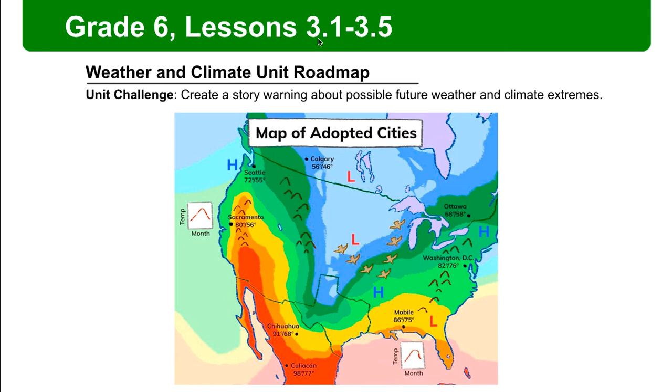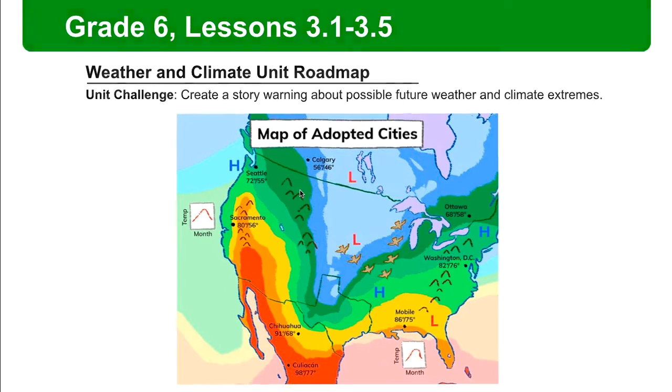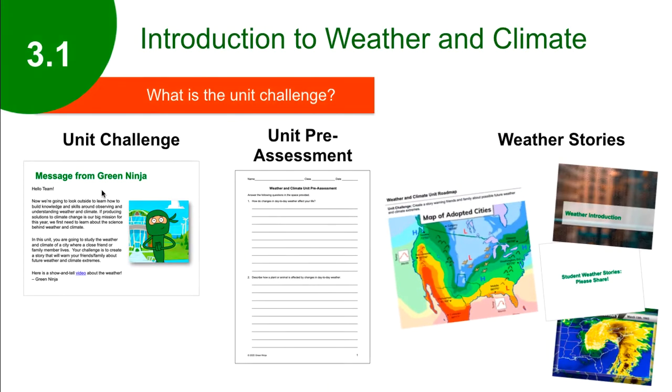In the first lesson group of Unit 3, we focus on introducing students to weather and how strong storms happen. In Lesson 3.1, students begin with a welcome letter from the Green Ninja, and they hear about the unit challenge. Then students take a pre-assessment to gauge what they already know about weather and climate.